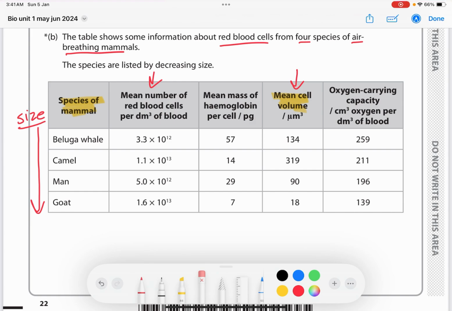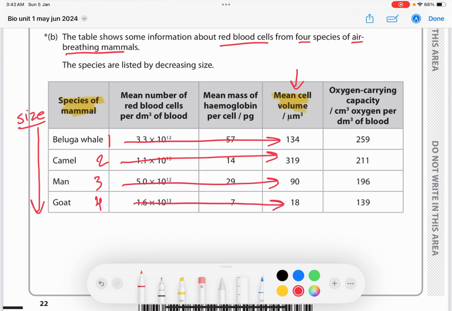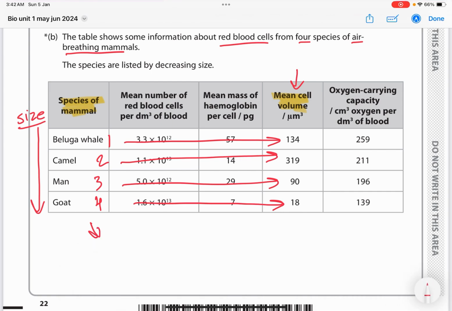So we are looking at the mean cell volume and the size, right? We have again 1, 2, 3, 4. It's in descending order. One over here has 134, the second one here 319, the third one has a 90, and the fourth one has an 80. We can see that as this one decreases, the values over here also decrease, except for camels.